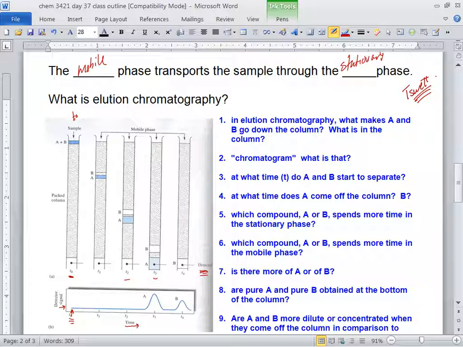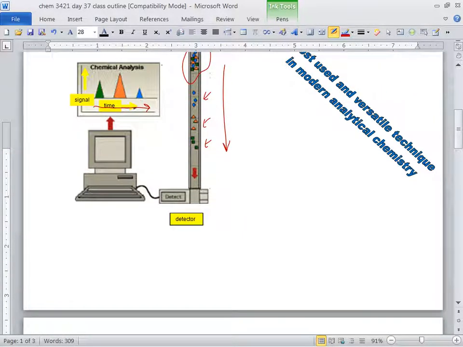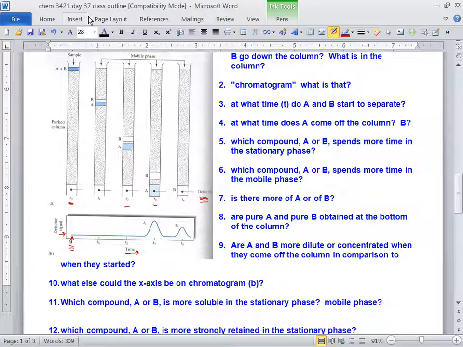Anyway, chromatogram. What's that? Do you see that up there, Gloriana? A chromatogram? Here's a chromatogram. It's a graph of what the detector sees over time. Notice it's always detector signal versus time. That's your chromatogram.